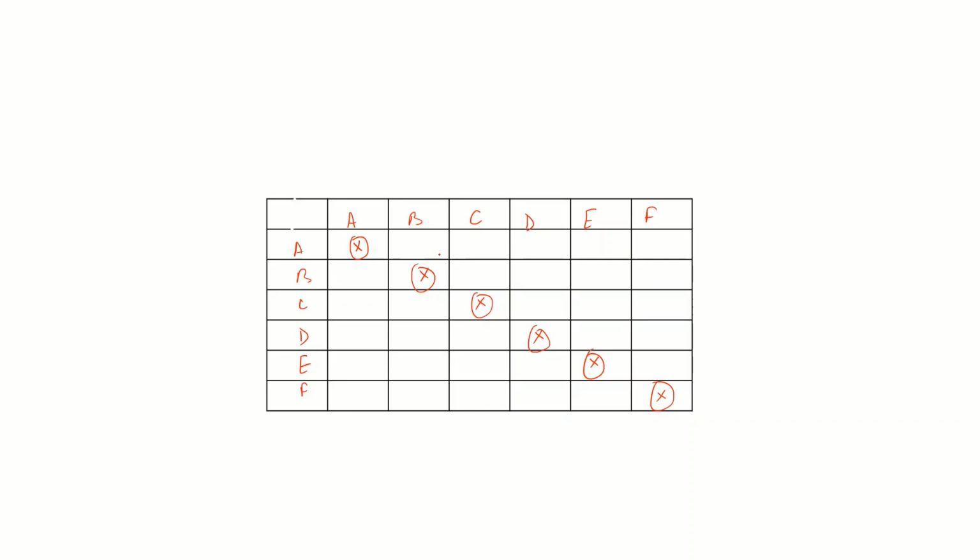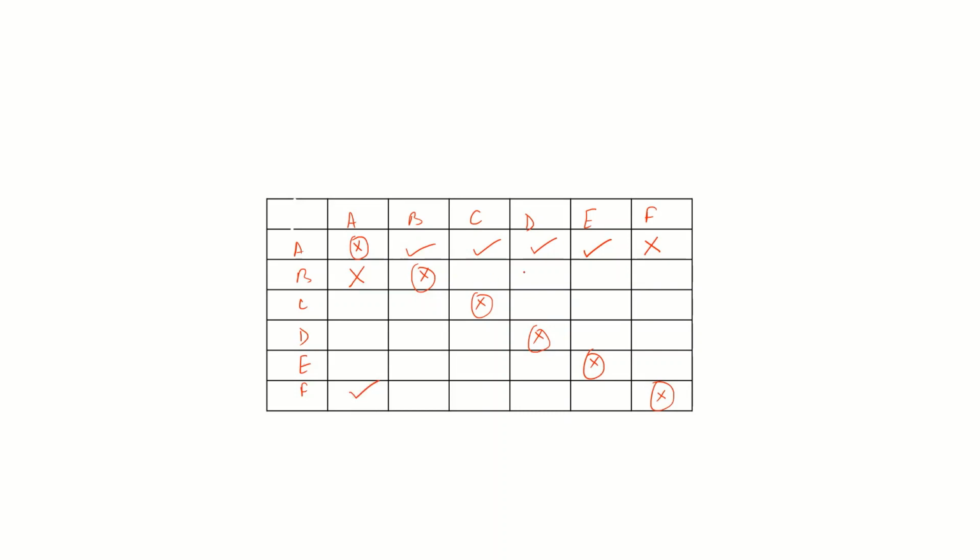But if the question is how many teams can win 4 matches, let's try understanding. Let's take team A that has won 4 matches. So A has played against B, it has won the match. So B has played against A, it has lost the match. Similarly, A has played against C, won the match. A has played against D, it has won the match. A has played a match against E, it has won the match. So we have 4 matches. Let's say A loses against F. So if A loses against F, F wins against A.